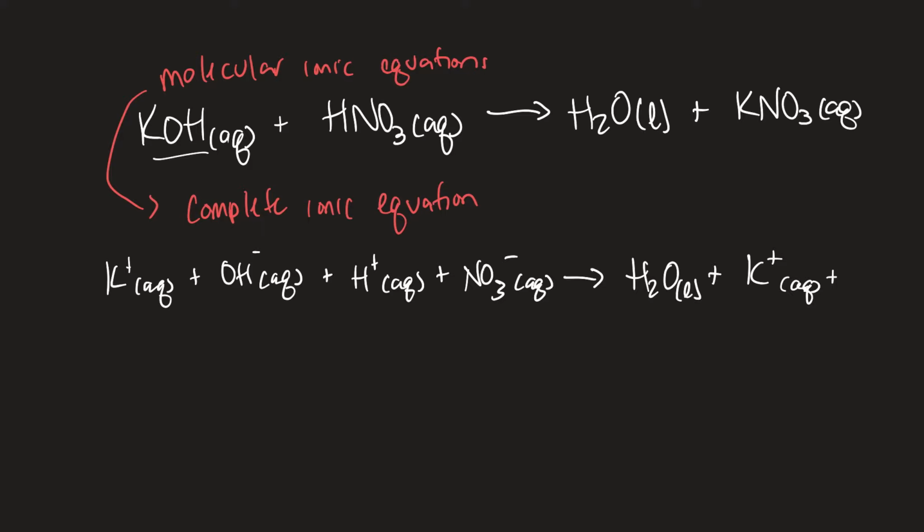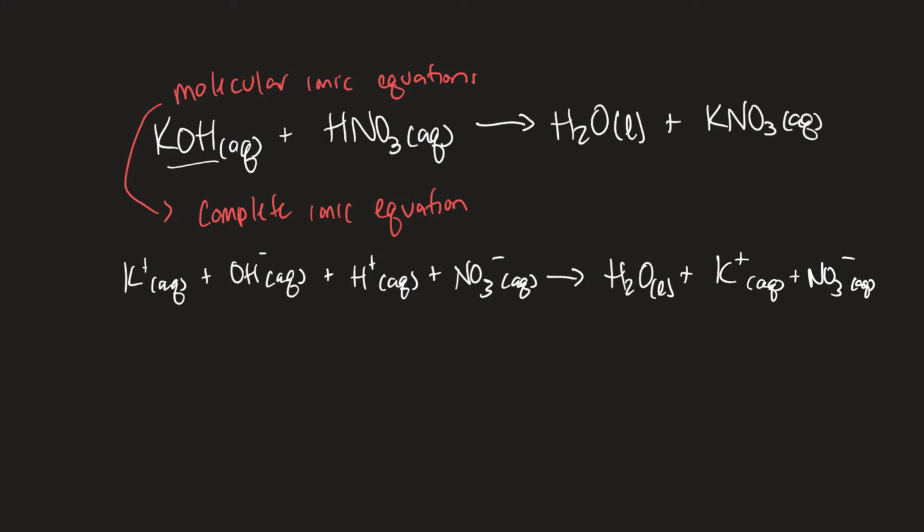Whoa, let me erase this real quick. Fix this. NO3 negative aqueous. All right, perfect. So now we have what we call the complete ionic equation. Now what we're going to do is go from the complete ionic equation to what we call the net ionic equation.